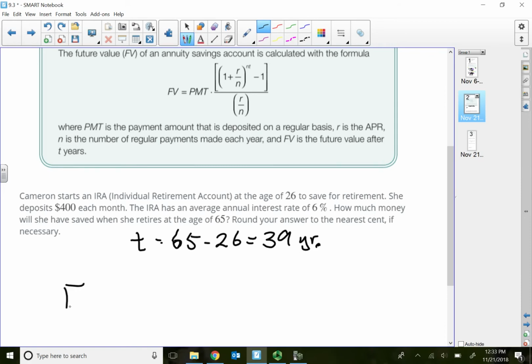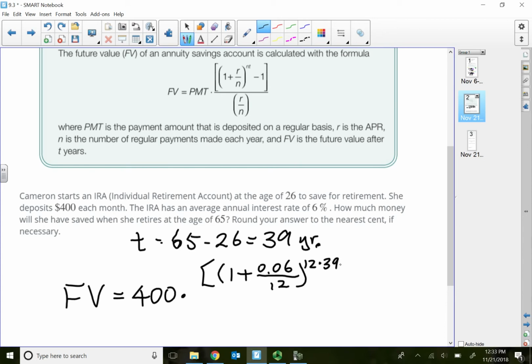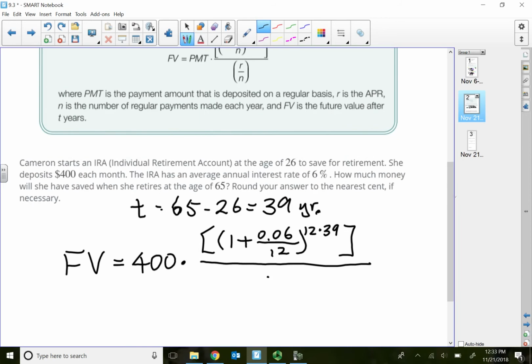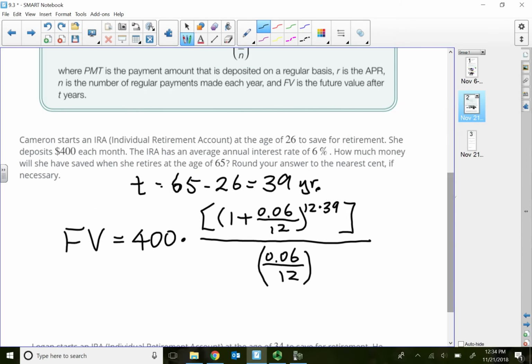All right, so her future value. Rather than spend $400 each month buying a brand new truck, she decided to put it into her retirement account. So now we're going to take this $400 times, brackets, just follow the formula, parentheses, 1 plus R, which is 0.06, divided by 12, making monthly payments so N is 12, raised to the 12 times 39, close brackets, whole thing divided by R over N. So R is 0.06 divided by 12. Put it in parentheses just like the way it's written in the formula. Basically, the way we're going to key this in, I want you to key in this big old fraction part first.